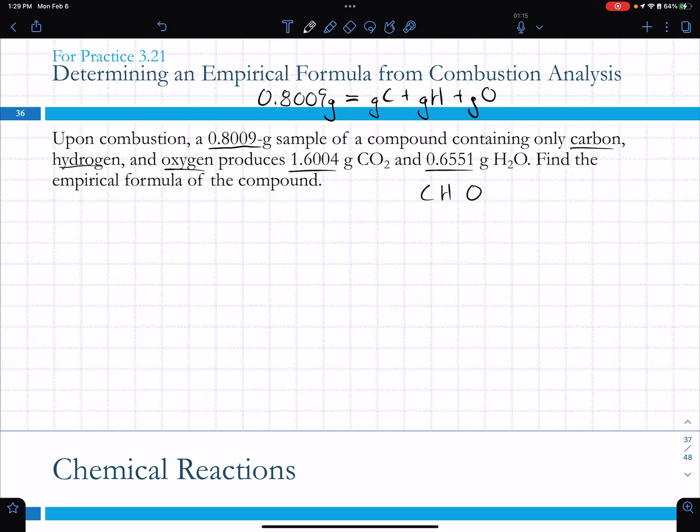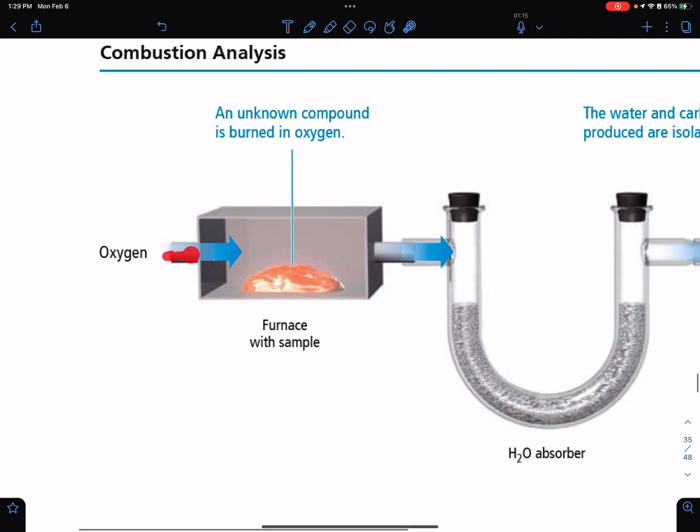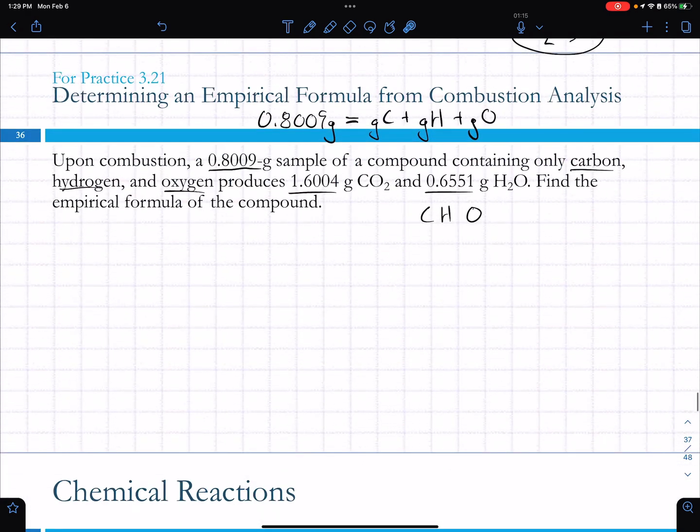So we know we're going to have a compound that has carbon, hydrogen, and oxygen in it. And you may be concerned at this point, well, how do we get the amount of oxygen? So CO2 and H2O both have oxygen in them, but that oxygen is coming, at least in part, from the oxygen that's being flowed into the sample chamber, so oxygen being added to the furnace. And so we can't rely on the amounts of oxygen combined with the hydrogen in the water and the carbon dioxide to get that amount of oxygen.